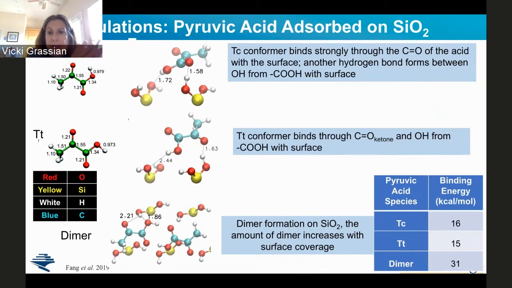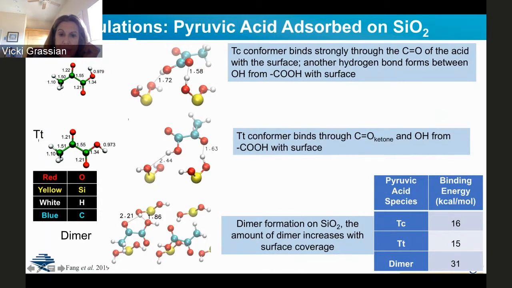So the TC conformer binds through the C double bond O of the carboxylic acid group, and then we have another hydrogen bond between the OH group from the C double bond OH with the surface. Hopefully you can see some of these hydrogen bonding interactions. And so this is the surface. We simplified it just to look at the different interactions with these hydroxyl groups and the pyruvic acid.